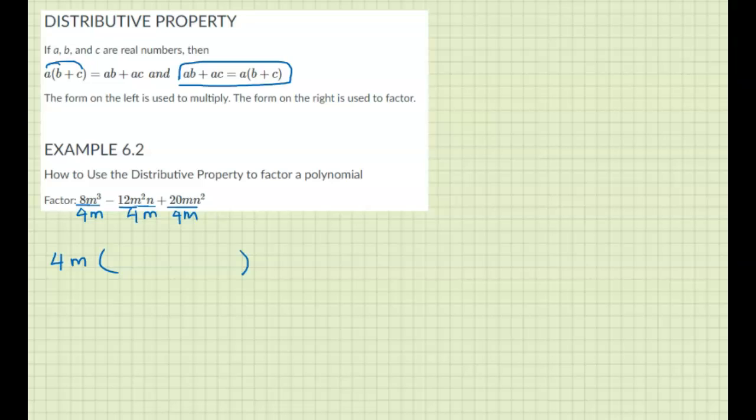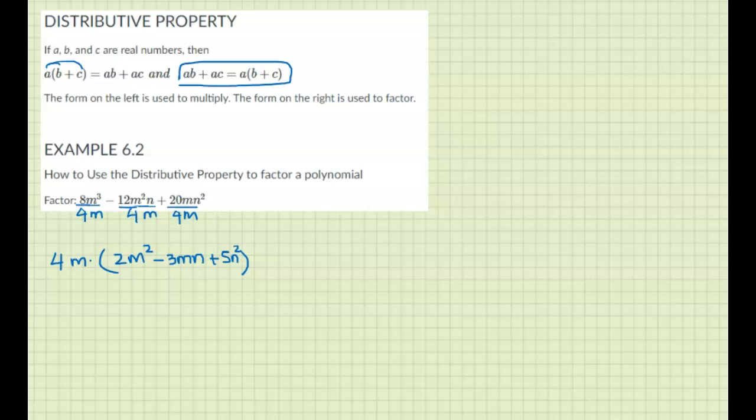So let's see what's left in the parentheses. So I have 8m cubed divided by 4m. This gives 2m squared. Negative 12m squared n divided by 4m is minus 3mn. And 20mn squared divided by 4m is 5n squared. Right? So this is our answer. Okay, so this is the factored form of this expression.